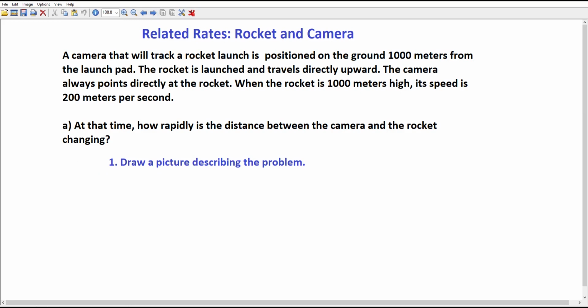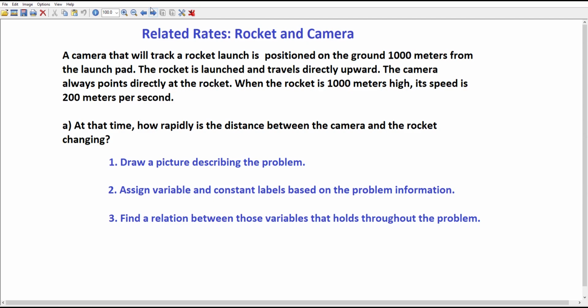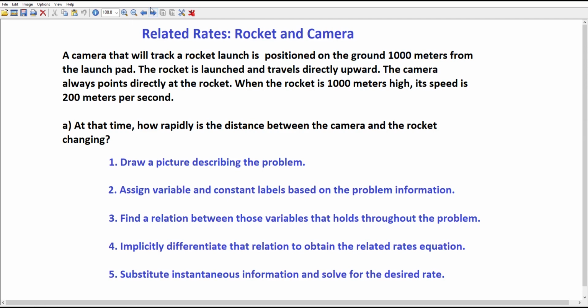The process that we follow when we solve a related rates problem is generally the following. First, if possible, you want to draw a picture that describes the problem. Next, you want to assign variable and constant labels to that diagram based on the problem information. From that, you want to find a relation between those variables that holds throughout the problem, not just instantaneously, but throughout the problem. 4, you want to implicitly differentiate that relation to obtain the related rates equation. And then finally, 5, substitute instantaneous information and solve for the desired rate.